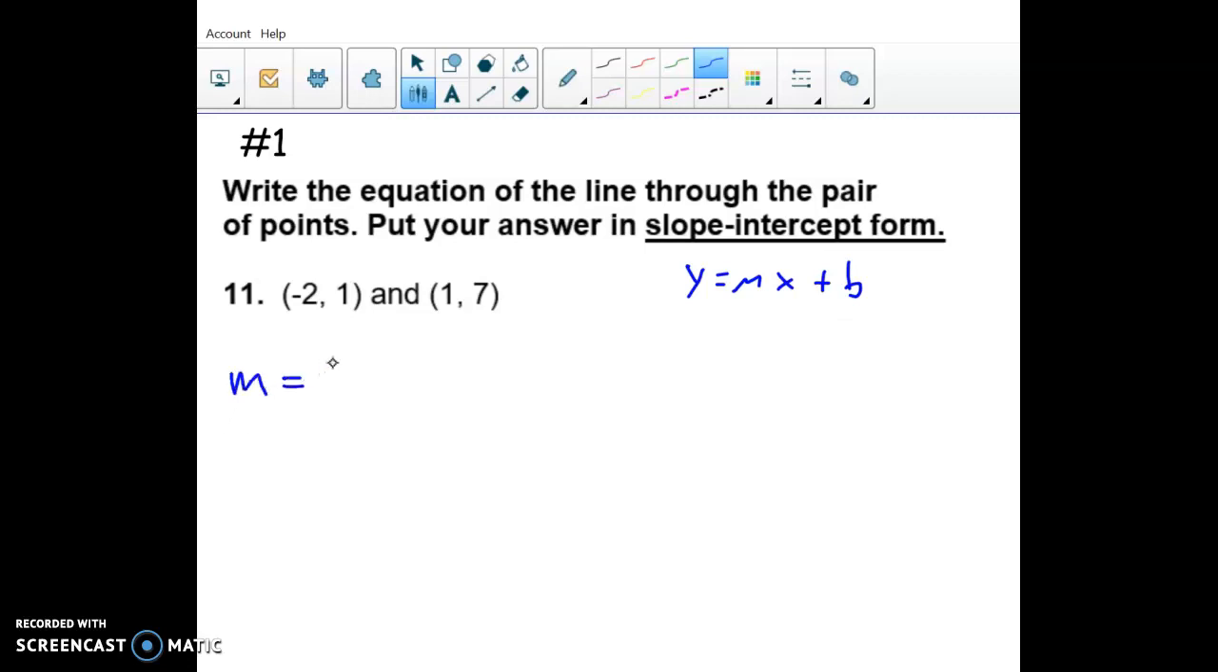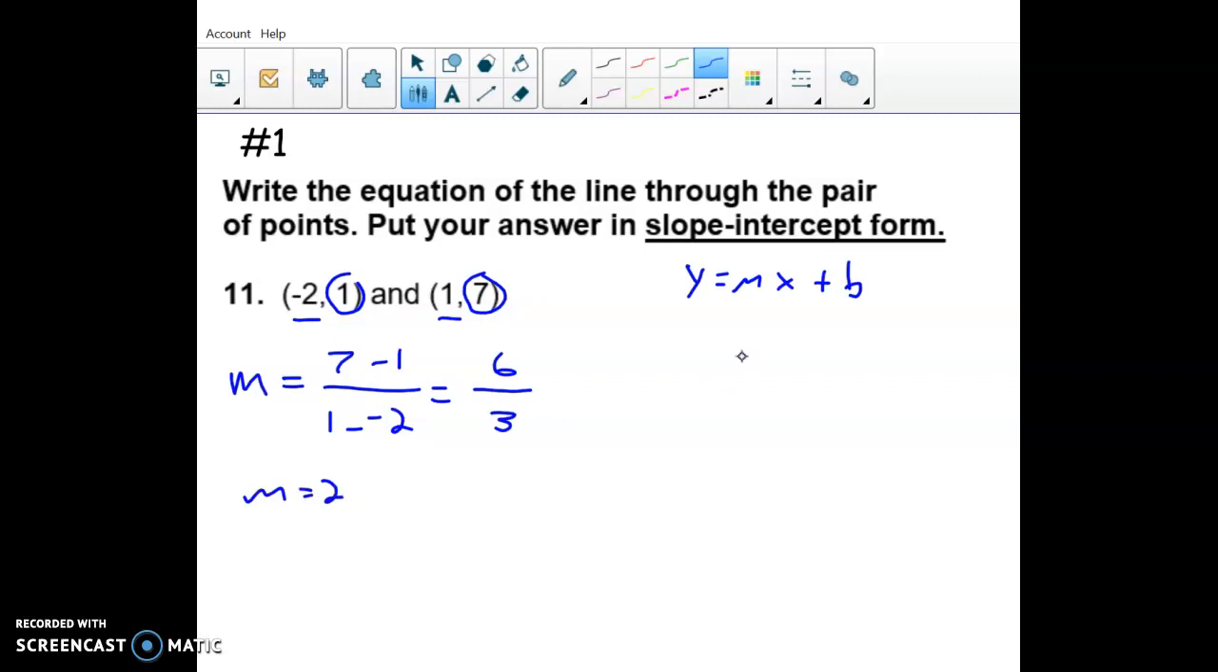Okay, so the slope I'm going to find by subtracting the y's on top. So I'm going to do 7 minus 1. And then when I do my x's, I have to do the same order. So since I picked this 7 first, I'm going to do the 1 first when I do the x's. So that would give me 6 over 3. This would become an add, right? So our slope looks like it's 2.